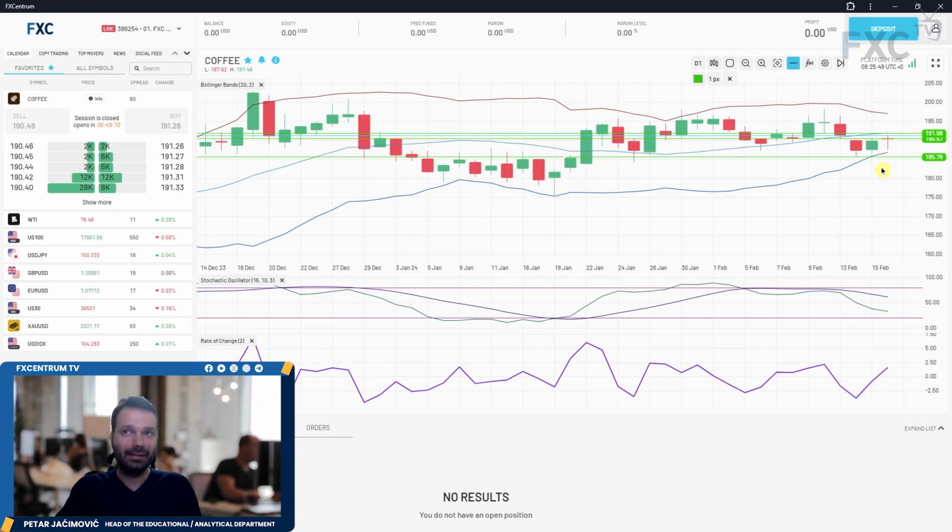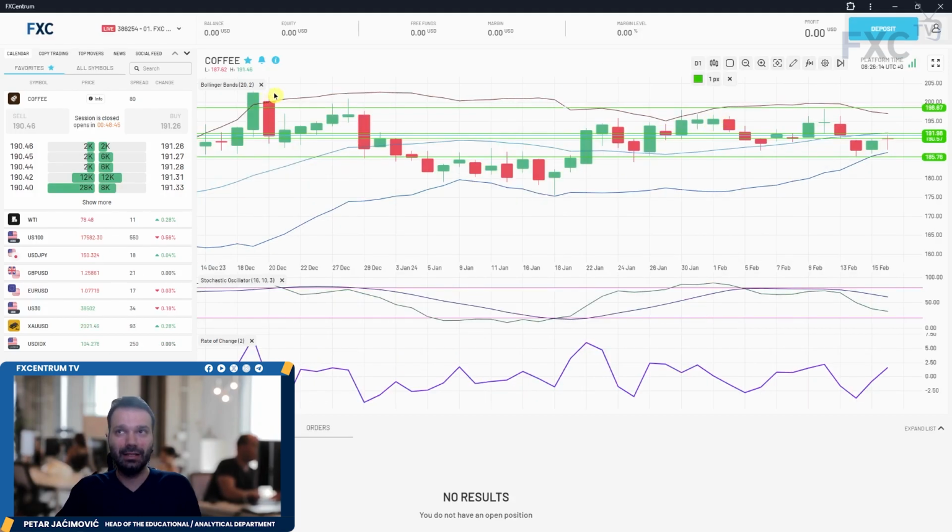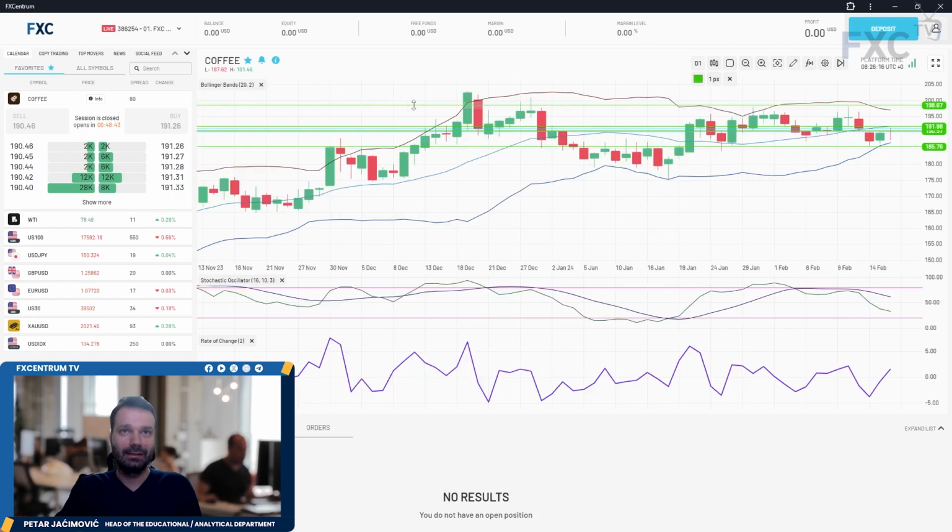In case of a breakout of the resistance, which is set at the 199 mark, and the key resistance is 202. But let's say the market can break the upper Bollinger 199 and sustain that level, then there is a chance for the full retest of the swing high, which is set at this point here, which I will show you on the chart, which is the 203.40 mark.